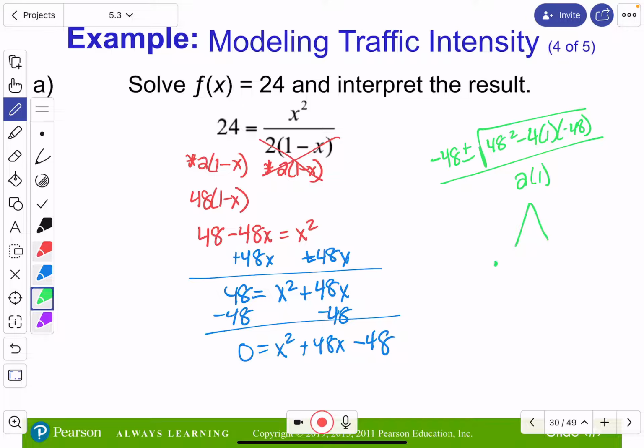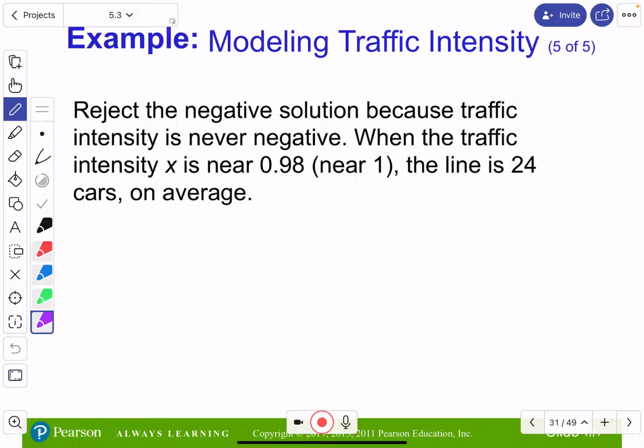We get 0.98 and negative 48.98. Well, you can't have negative cars, so when there's 24 cars waiting, the intensity is going to be 0.98 or almost 1. That's how you interpret that. Reject, we just talked about that.